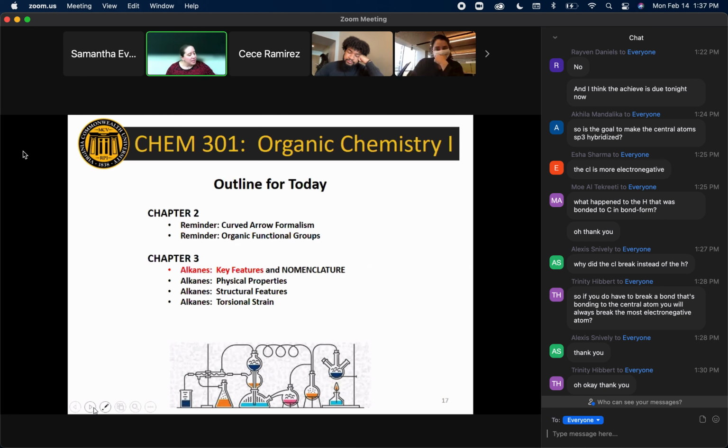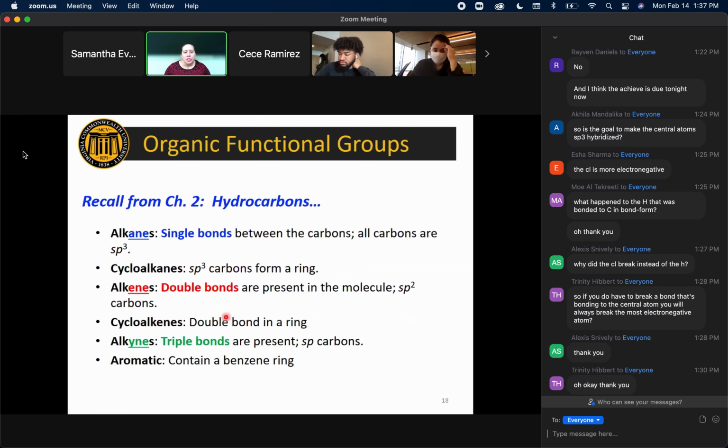Okay, for the rest of class today, I would like to talk about alkanes and make sure that we get a jump start on chapter 3 so that we're not so far behind after we take exam 1. From chapter 2 and in the functional group area, hydrocarbons fall into various groups, and this slide is posted with the slides from Friday.